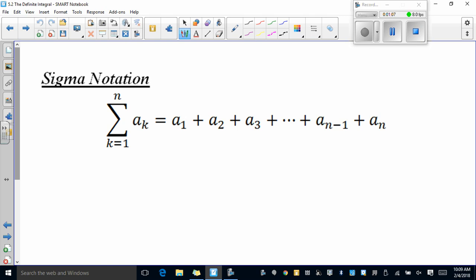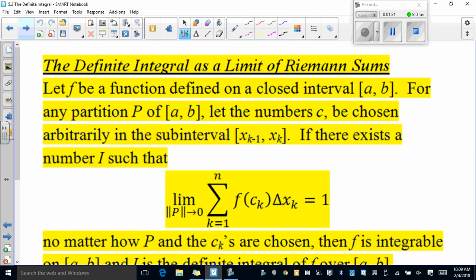So, definite integral as a limit of Riemann sums. Let f be a function defined on a closed interval from a to b. For any partition P of the closed interval a to b, let the number c be chosen arbitrarily in the subinterval from x sub k minus 1 to x sub k. If there exists a number I such that the limit exists, as the partitions get closer and closer to 0, you're going to get to 1.